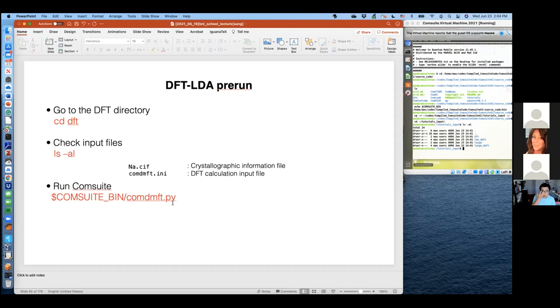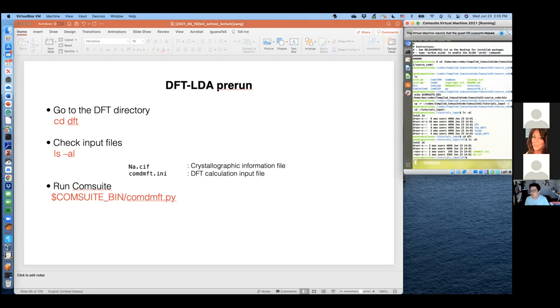Okay, so for the LDA plus DMFT, what we usually do is we start our calculation from a fully converged LDA calculation. It means we should first run the DFT calculation. So let's go into the DFT directory. Here we go to DFT and check the input files.